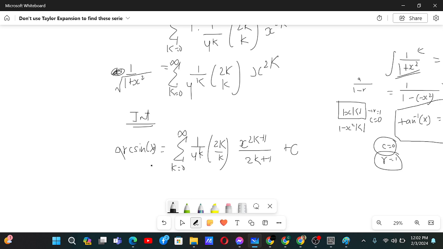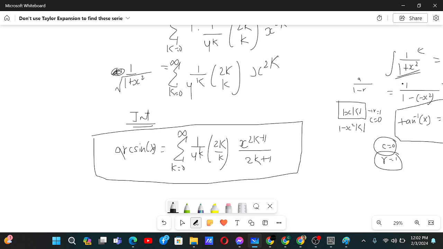Now if we put x equals 0, our left hand side will just be 0 and the right hand side will be, since x is 0, we will just have a sum of zeros, which is 0, plus c. So that's why c is also equal to 0, and so we can remove the c. And this is the series expansion for arc sin x. Since our original series is centered at 0, this will also be centered at 0.